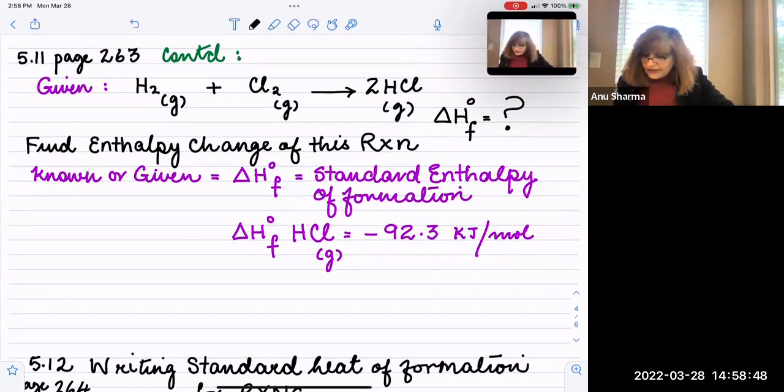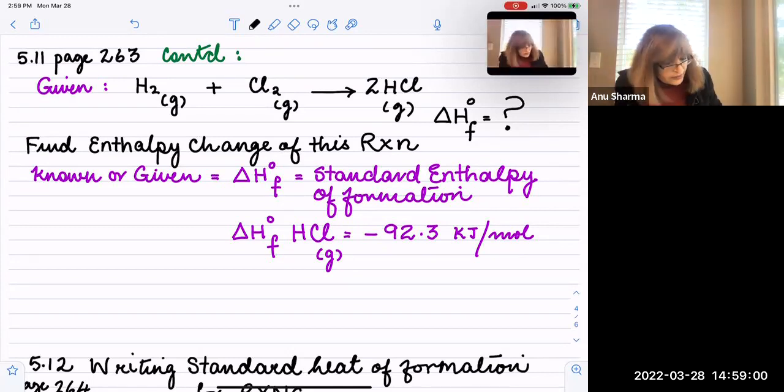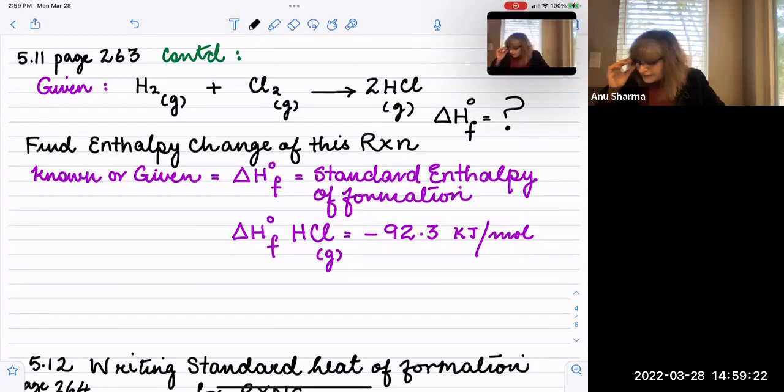So now let's look at the problems on page 263, and that is 5.11. The question is: hydrogen reacts explosively with gaseous chlorine to form hydrogen chloride. What is the enthalpy change for a reaction of 1 mole of hydrogen with 1 mole of chlorine if both the reactants and the products are at standard conditions? The standard enthalpy of HCl as a gas is negative 92.3 kilojoules per mole.